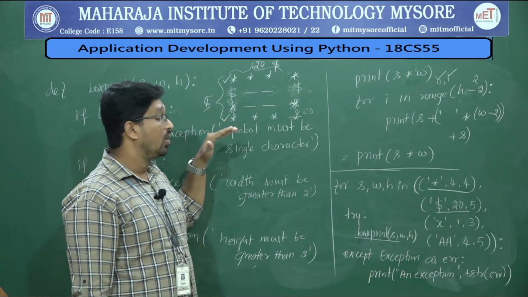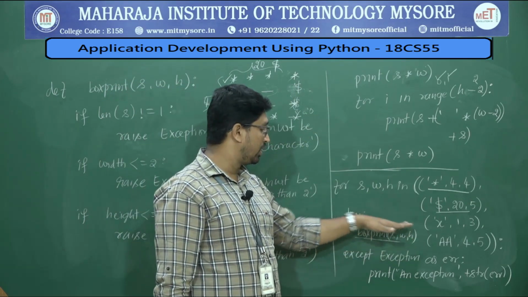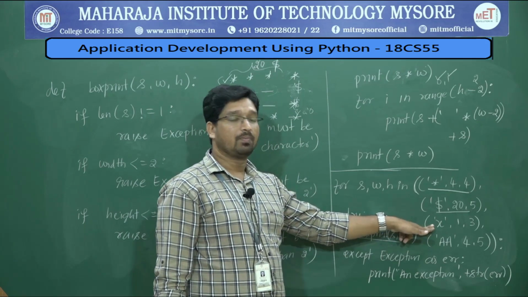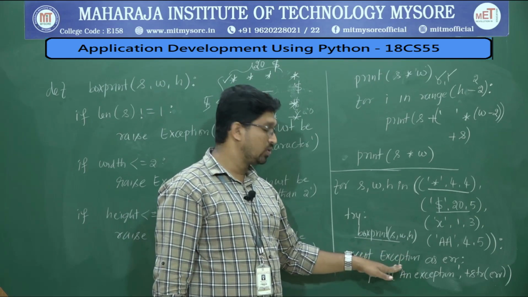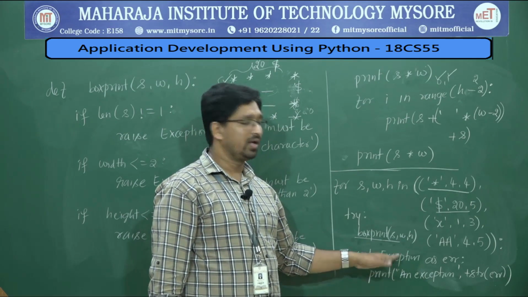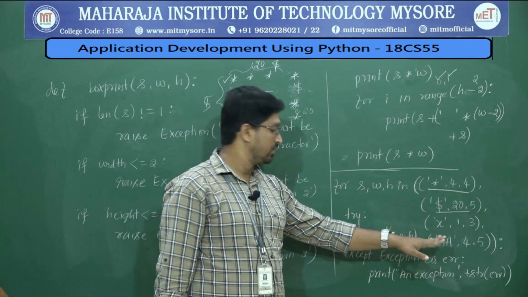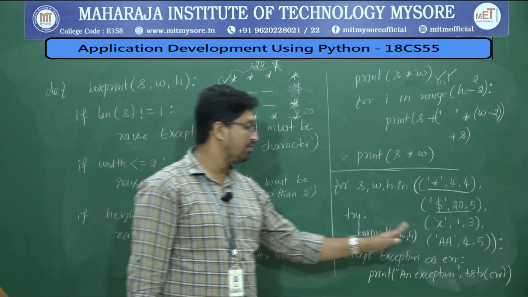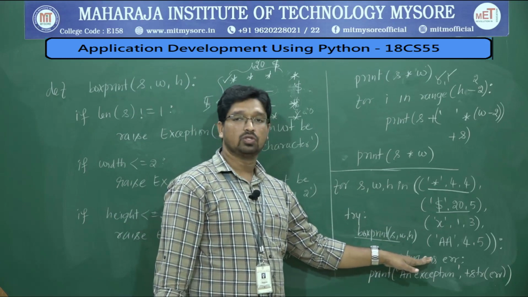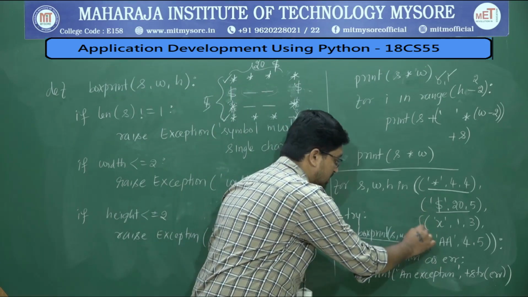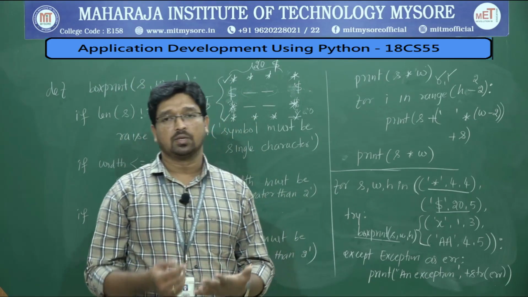X is 1 character, 1 is less than 2, which is false. So it will raise an exception. The execution temporarily stops. It will go to the except block. It will execute the error message, and the execution goes to the next call of the function. Again AA 4 5 gets called. AA is 2 characters, again it comes back, so it will not print these 2 boxes. So this is how to raise an exception.